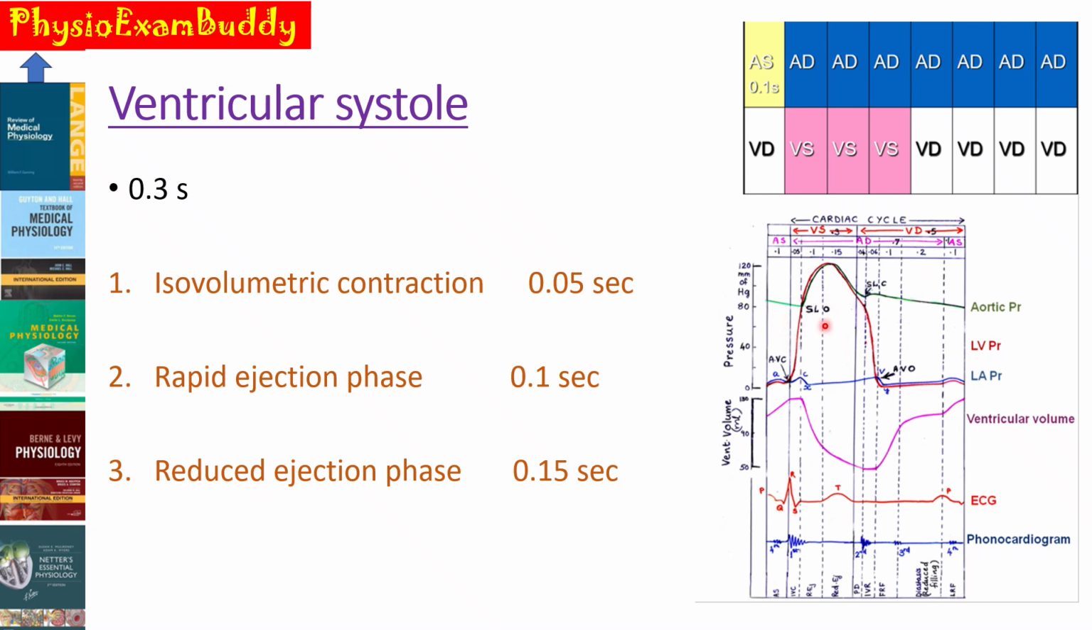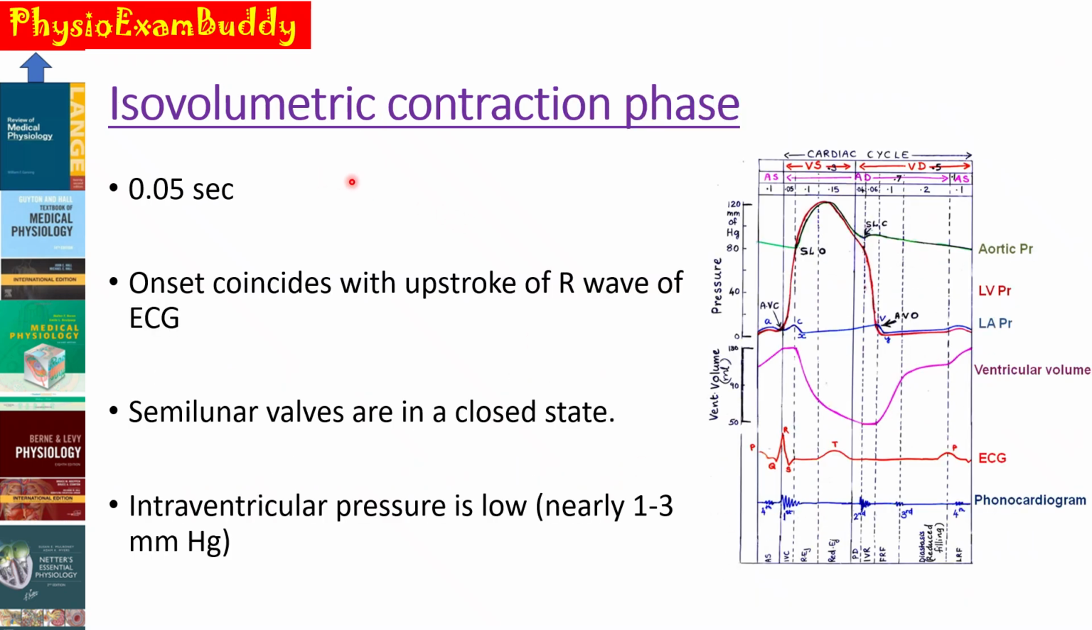And here we have shown the pressure changes, then volume changes, then the ECG changes, as well as the heart sounds. So first, about the isovolumetric contraction phase. This is also known as the isovolumic or isometric ventricular contraction phase, and it lasts for about 0.05 seconds. The onset of this phase coincides with the upstroke of the R wave in the ECG, as you can see here. During this phase, the semilunar valves are in a closed state.